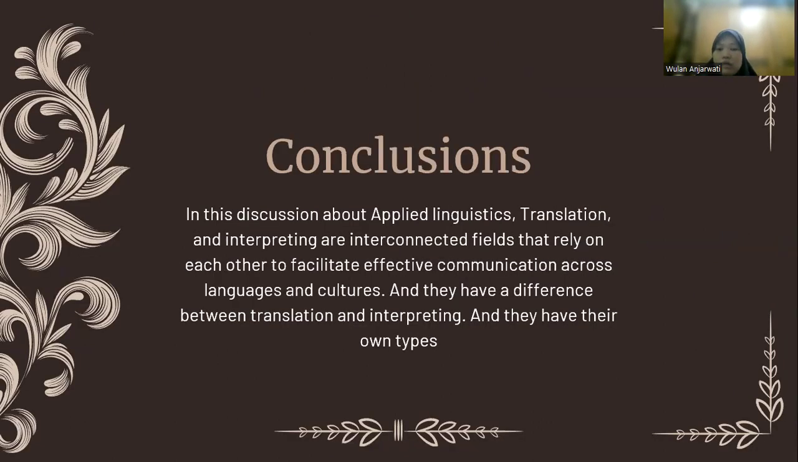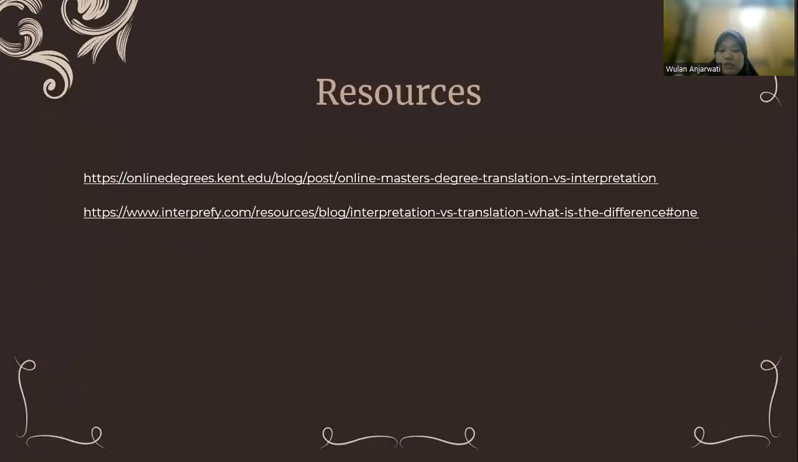So, the conclusion of this discussion about linguistics is that translation and interpreting are interconnected fields that rely on each other to facilitate effective communication across languages and cultures. There is a difference between translation and interpreting, and each has its own role. So this is the result that I used for the example.